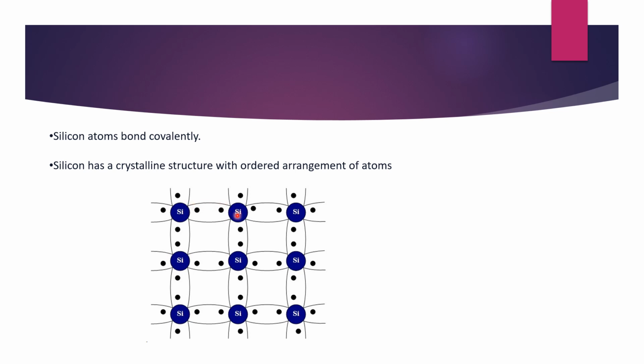So this bond is nothing but covalent bond. This bond is a covalent bond, and the structure formed is called a crystalline structure, wherein every silicon atom is sharing its 4 valence electrons with the neighboring atoms, so that they satisfy the condition of having 8 electrons in their shell to make them stable in nature, right? So this was about silicon.